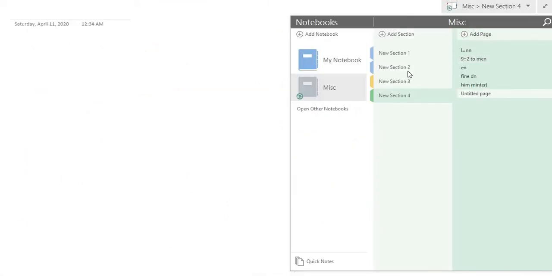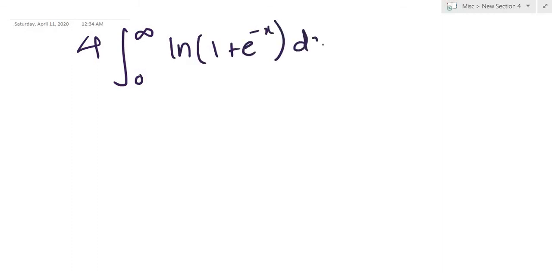Let's do it on a separate page. 4 times the integral from 0 to infinity of the natural log of 1 plus e raised to negative x dx. So looks like we can't do anything more with the integrand, anything more in terms of elementary techniques. So what we can do is try to introduce the Taylor series for the natural log.